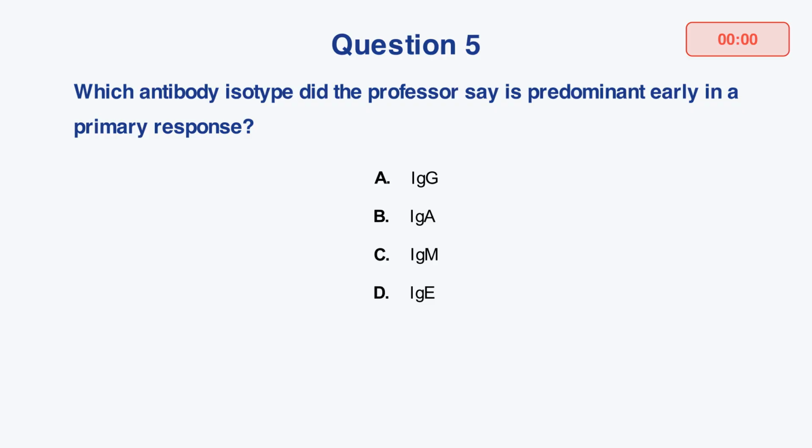Listen again to part of the lecture, then answer the question. Memory B cells formed after the primary response are long-lived. Memory cells respond more rapidly upon re-encounter, producing large amounts of high-affinity IgG.